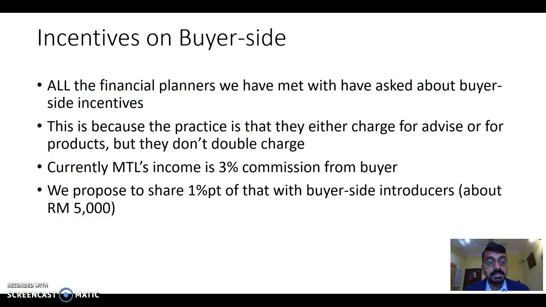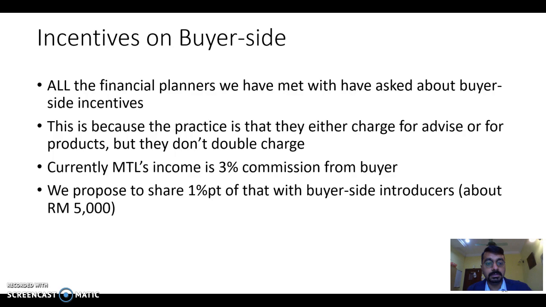So the second is the buyer side incentives. I've met 3 or 4 financial planners so far, and all of them have asked about buyer side incentives. All of them were more excited, apart from one of them, which is standard FA, as I mentioned just now. All of them were more excited about the buyer side than the seller side, because they all have high net worth. In Malaysia, the financial planning industry is focused on high net worth individuals.